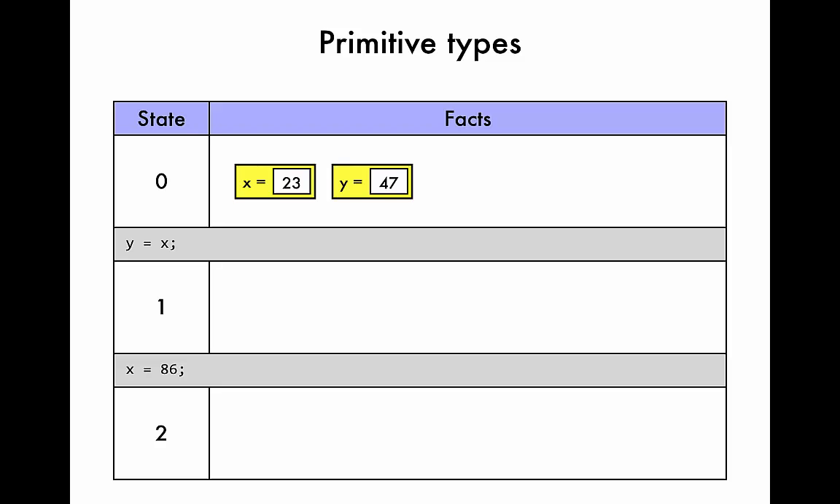X has the value 23 and y has the value 47. So the assignment x equals y assigns the value of x, which is 23, to y. Therefore, after the assignment y equals x, both x and y have the value 23, like so.